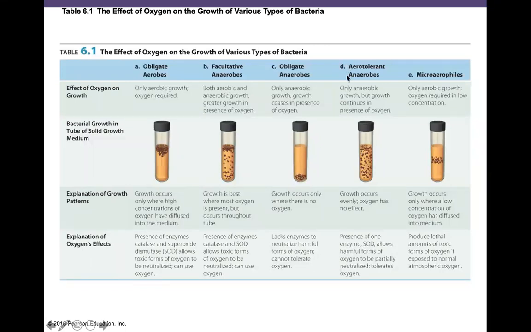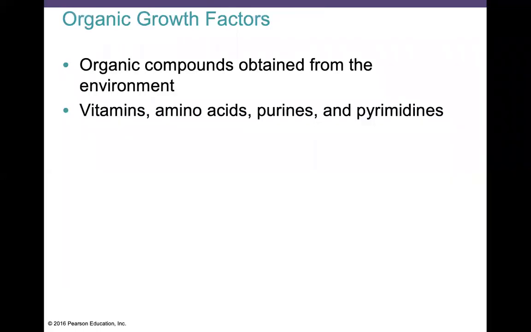And then aerotolerant anaerobes, they are anaerobic. They only grow in anaerobic conditions, but oxygen will not harm them. And that's why you can see some growth up towards the surface as well, because oxygen won't harm them, but it's not required for them. Organic compounds, these are obtained from the environment, and these include vitamins, amino acids, purines, and pyrimidines. Purines and pyrimidines are the monomers that we find in nucleic acids.